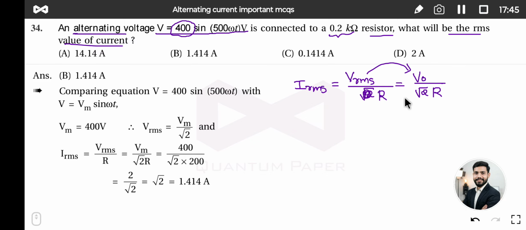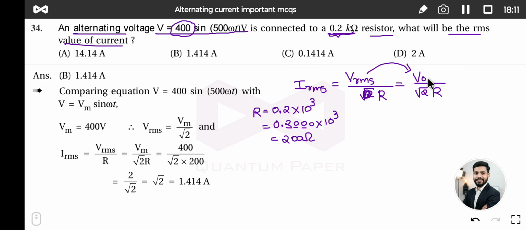So R is given 0.2 kilo ohm. If we convert, 0.2 kilo means 10 to the power 3. So 10 raised to 3 means 1000. If we multiply with 0.2, that means we have to shift 3 digits. Let's write 1, 2, 3, 10 raised to 3. So 1, 2 and 3, that means the value is 200 ohm.